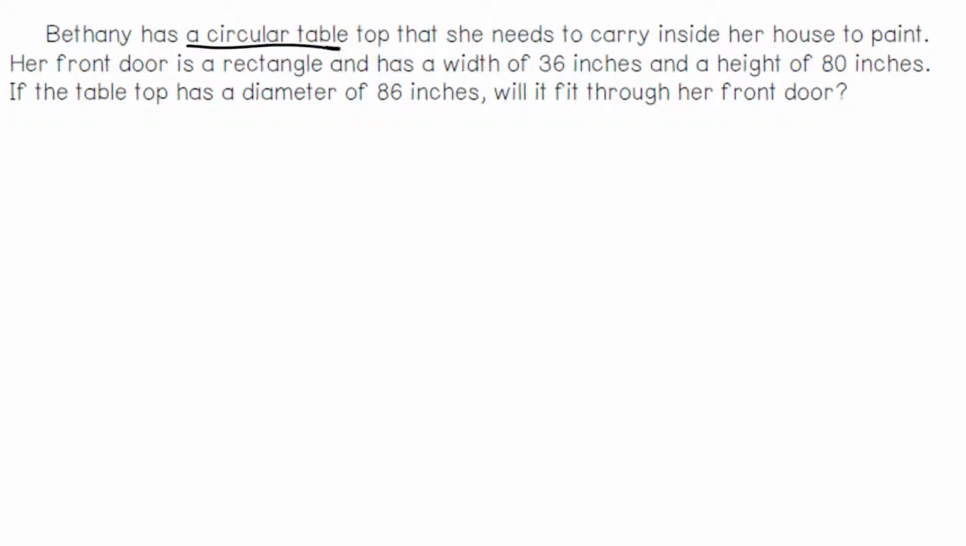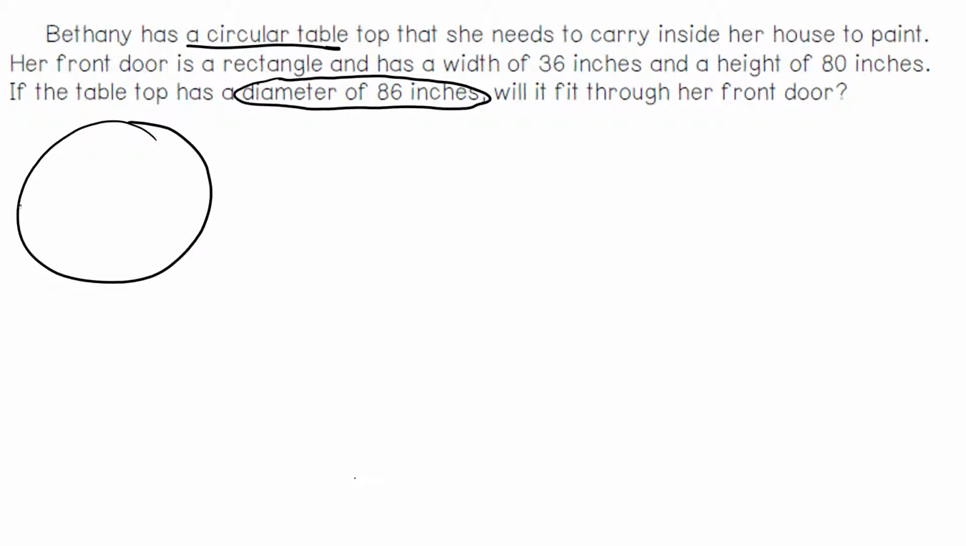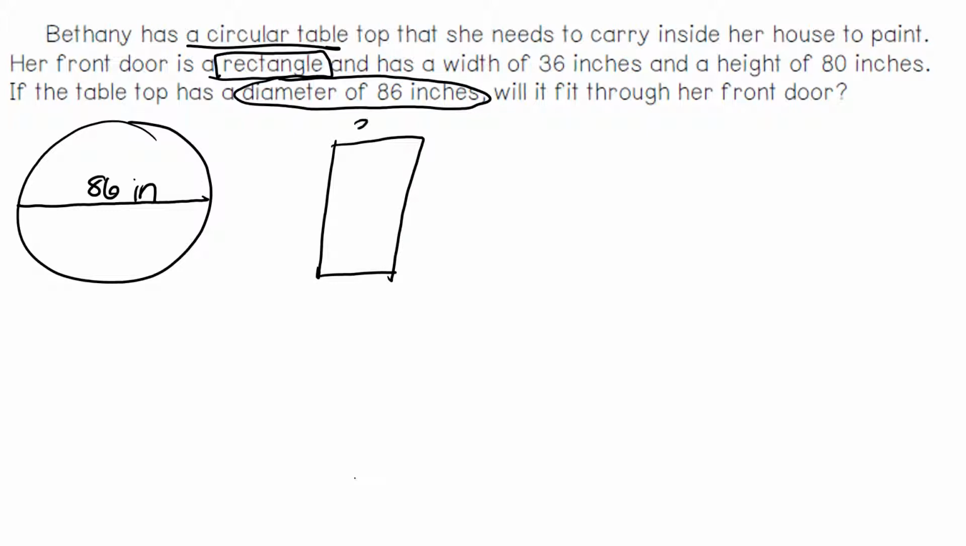So we're starting with the circular table. The circular table has a diameter of 86 inches. Diameter means all the way across. It's 86 inches long. Now, we also have a rectangle door. So there's my door. We have a width of 36 inches and a height of 80 inches.